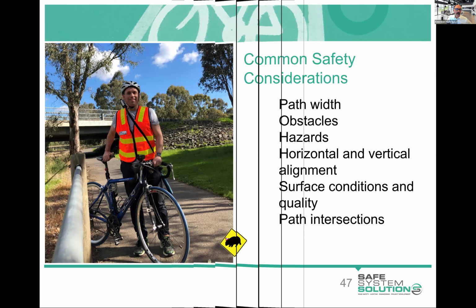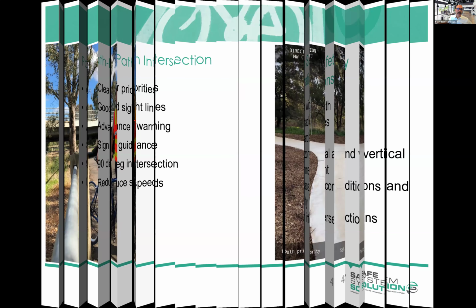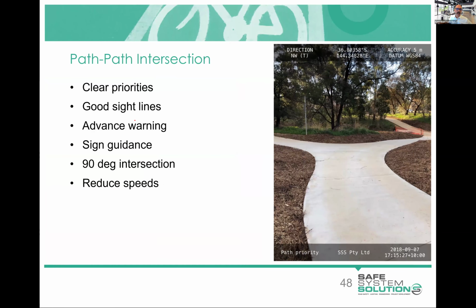intersections. And let's start with those intersections. So where paths intersect, and you can see here's an example of a newly built one, which is just a bit confusing, isn't it? Who's got priority? And if this starts to get busy, you might find a little bit of confusion there. There's an output of Context Cam, where you can see path priority, when it was taken, direction, coordinates.